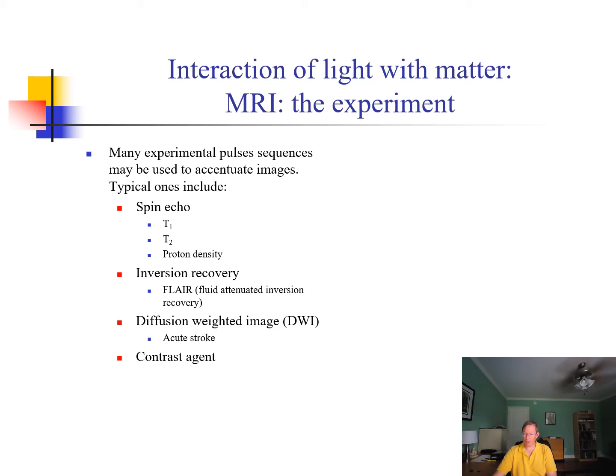So what kinds of experiments can I do? Well, there are many pulse sequences. I'm going to talk about just a few of the typical ones that are actually used. I have spin echo techniques where I can do T1, T2, and also a proton density. There is what is called inversion recovery, or FLAIR, which stands for fluid attenuated inversion recovery. There's a diffusion weighted image, which I use for the determination of acute stroke. And I can also use gadolinium contrast agents, and I'll talk about that in a minute.